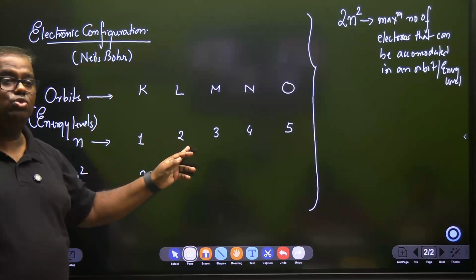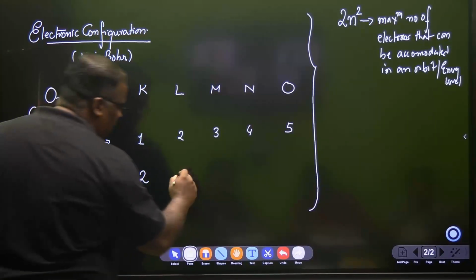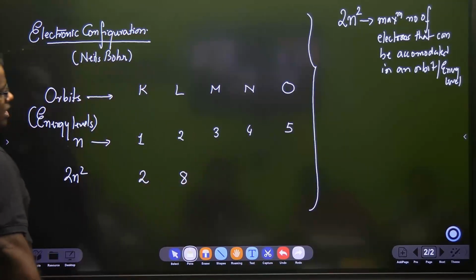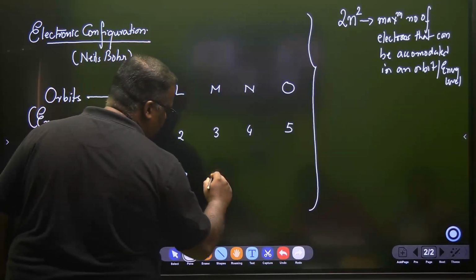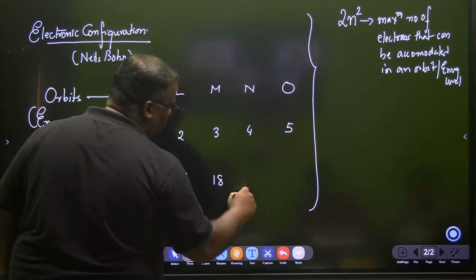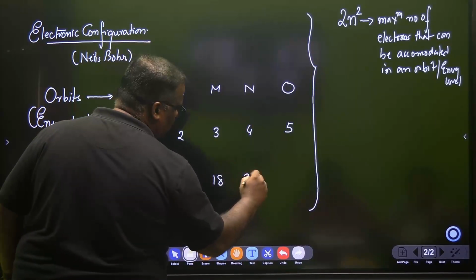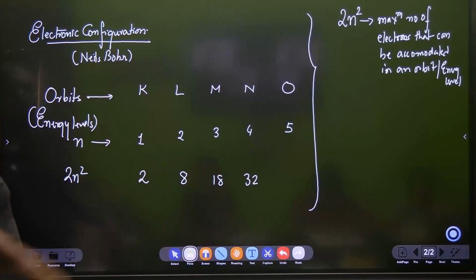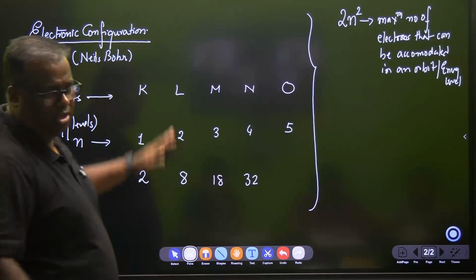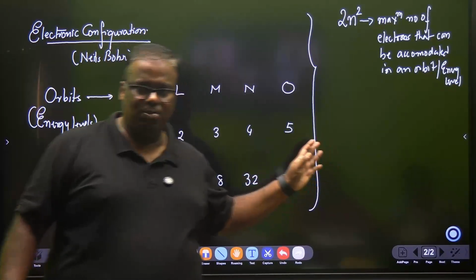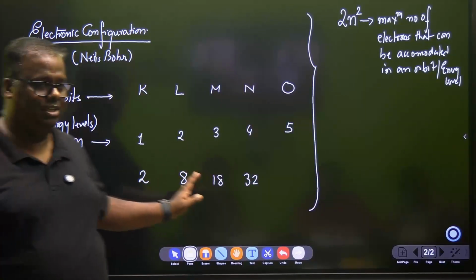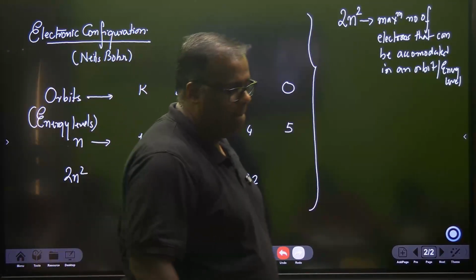2 squared is 4, 4 into 2 is 8 electrons. 3 squared is 9, 9 into 2 is 18, then 4 squared is 16, 16 into 2 is 32, and so on. You will not need that much in grade 9. Have you understood?